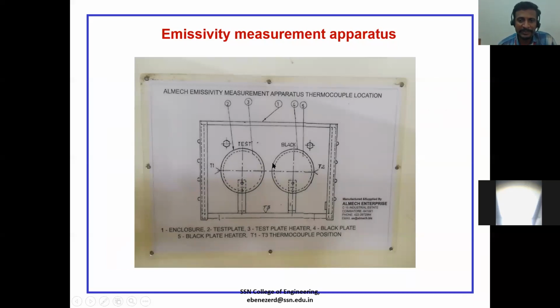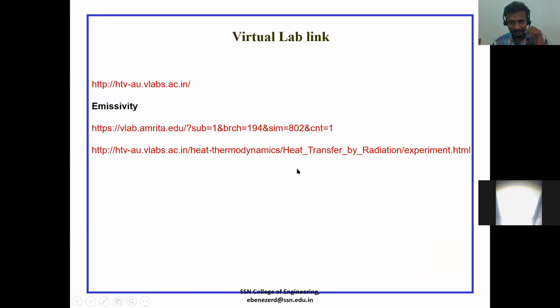The only difference between the simulator and our setup is we have only one thermocouple. They have three thermocouples. Doesn't matter, all three thermocouples on any plate will give you the same temperature. There won't be any variation because we are concentrating only on steady state conditions. So obviously the temperature at any point in this plate will be the same. So the simulator will give you three temperatures for the test plate and three temperatures for the black plate, all the same.